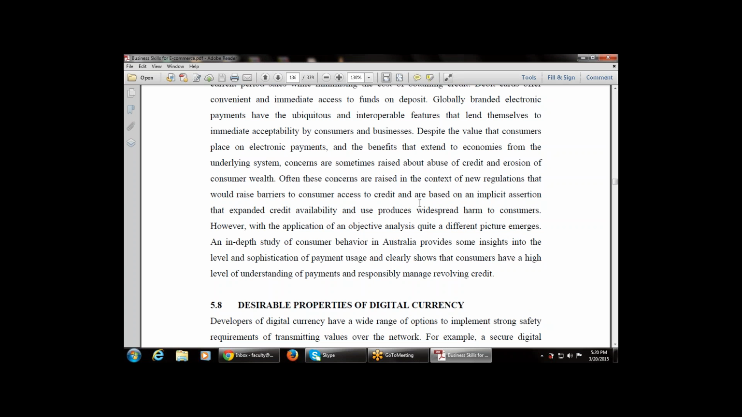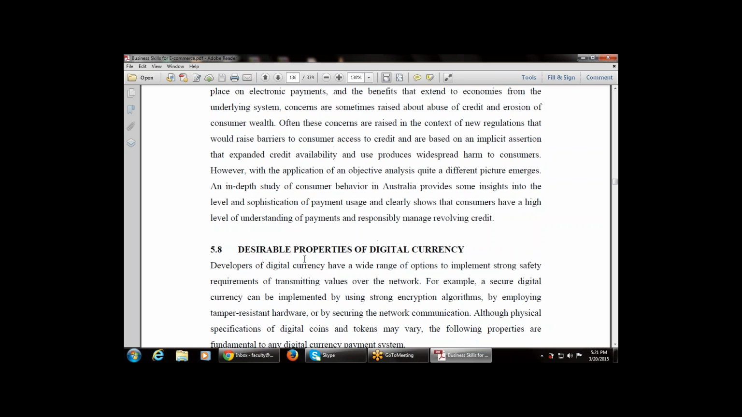The next topic is, what are the desirable properties of digital signature or digital currency? What are the properties that digital currency must ensure? Developers of digital currency have a wide range of options to implement strong safety requirements of transmitting values over the network. Whenever anyone transfers a payment over the network, it must be safe and secure.